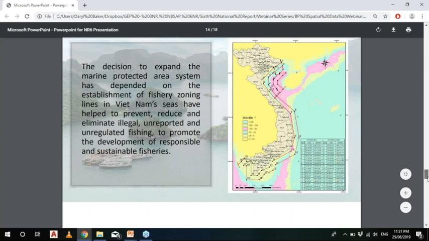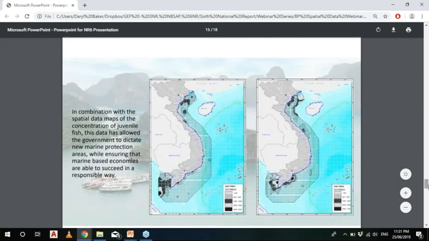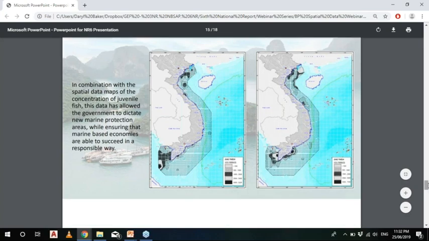Sorry. If the next slide can come up, you can see the maps of where the juvenile fish are, and these kinds of maps support the government to identify new marine areas, ensuring that the marine-based economies are able to succeed in a responsible way. That has been shown in the map. Next slide, please.